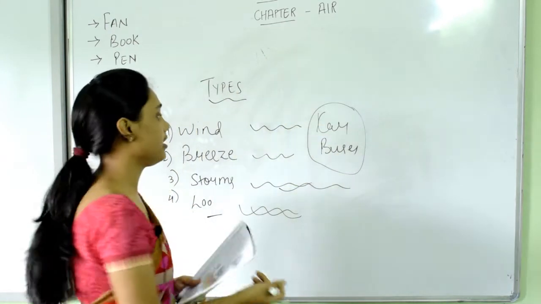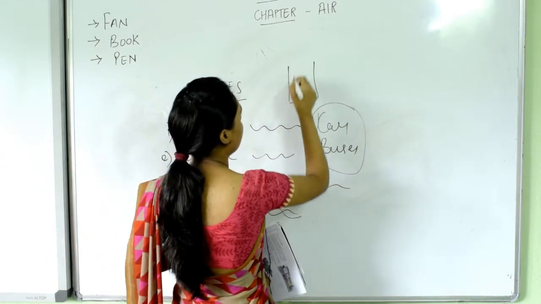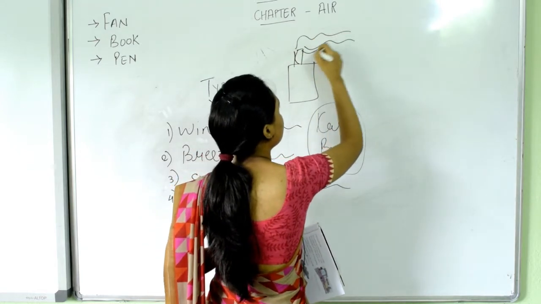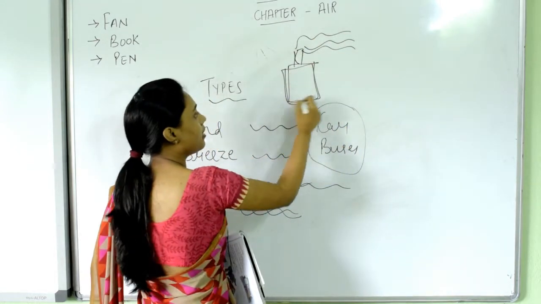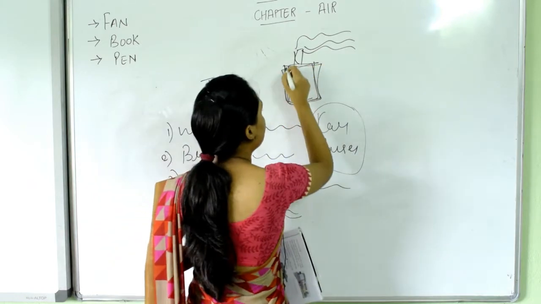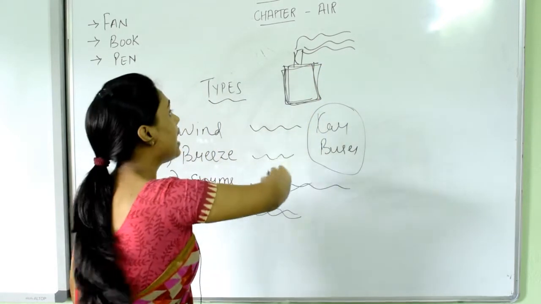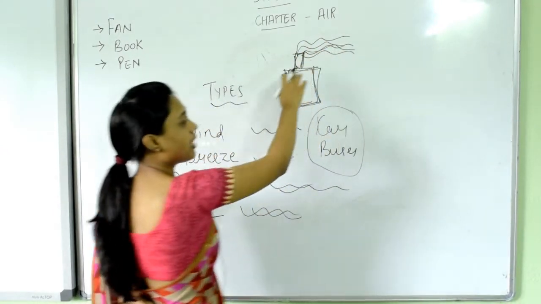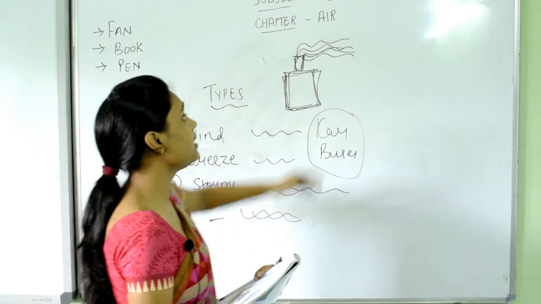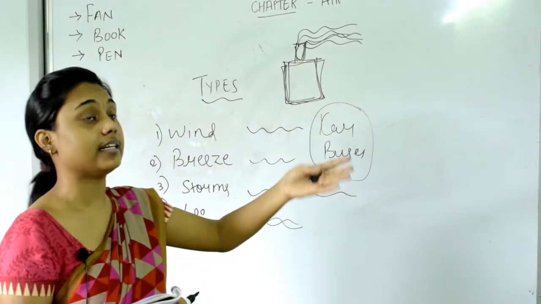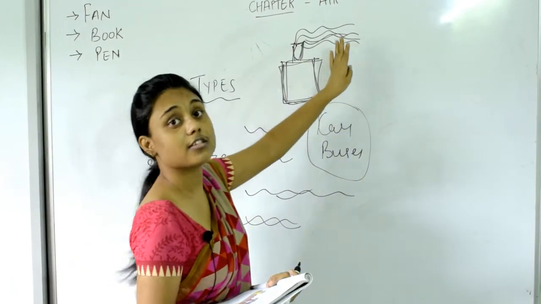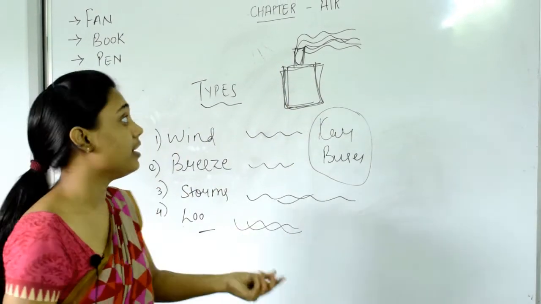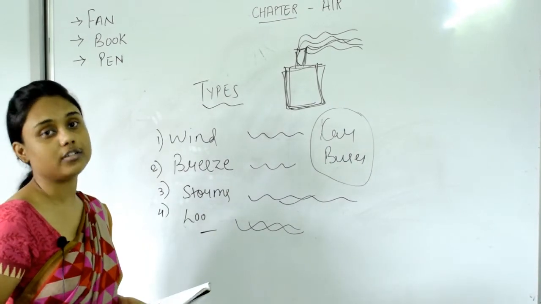Now we have factories. Factories also release smoke. They work with some chemicals and they also produce smoke. This smoke gets blended in the air and the air gets dirty because of this smoke. So cars, buses and factories produce smoke which makes the air unclean or dirty.